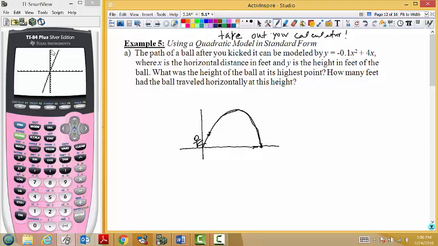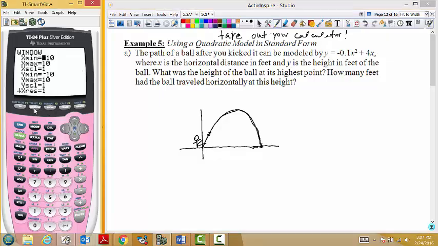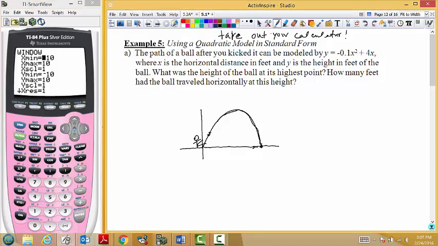Okay? So what we're going to do is we're going to change our window. So I want you to hit the window button. And while you're looking at your calculator screen, this is your x and this is your y. This is your x max, this is your y max, this is your x min, and this is your y min. Okay? Max means highest, min means lowest.